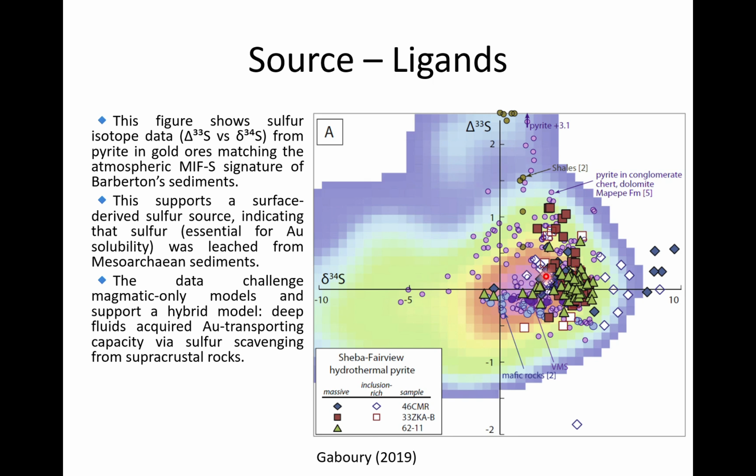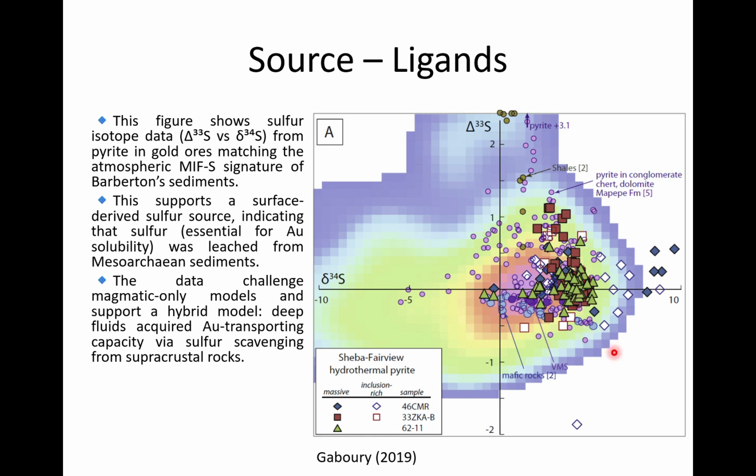So what that means here is that the delta 33 is not 0, so that indicates mass-independent fractionation of sulfur, a signature of sulfur processes in an anoxic Archean atmosphere. And the Barberton Greenstone Belt host rocks, particularly sedimentary units, for example, shale or chert, carry this atmospheric mass-independent fractionation of sulfur signature.